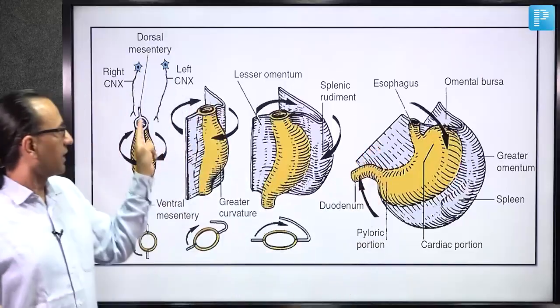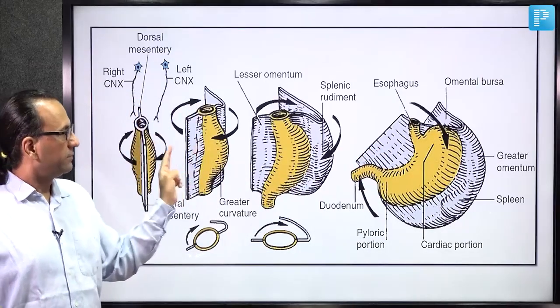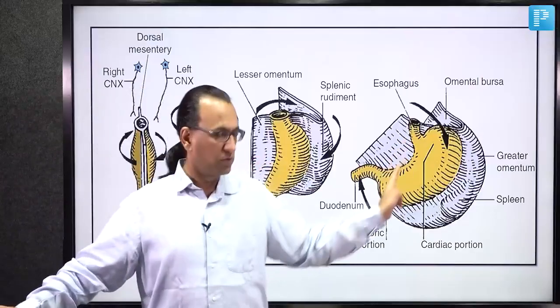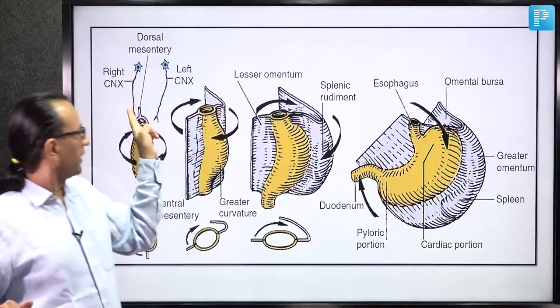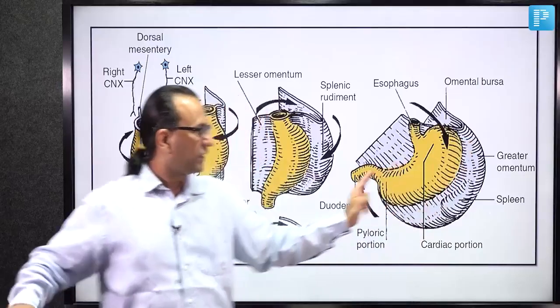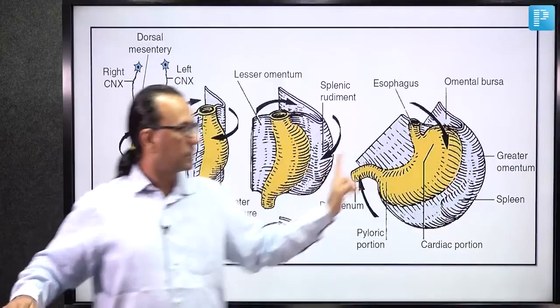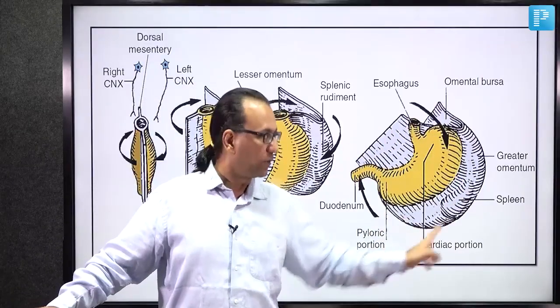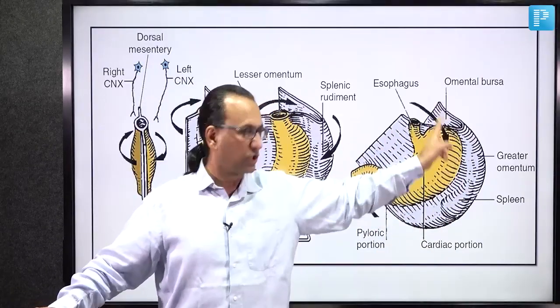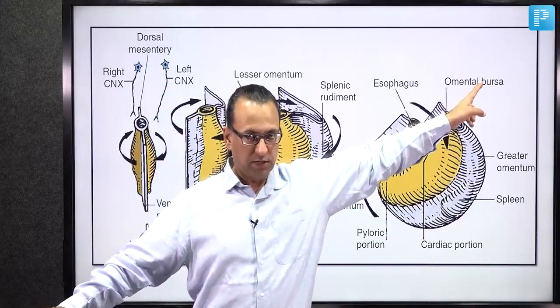In the beginning, the lesser curvature of the stomach is anterior, and the greater curvature is posterior. But gradually, you'll find that the lesser curvature comes to the right side and the greater curvature goes to the left side. In that process, when the stomach rotates to the right side by 90 degrees, a peritoneal pouch, a peritoneal space, is formed behind the stomach and is called the lesser sac or the omental bursa.